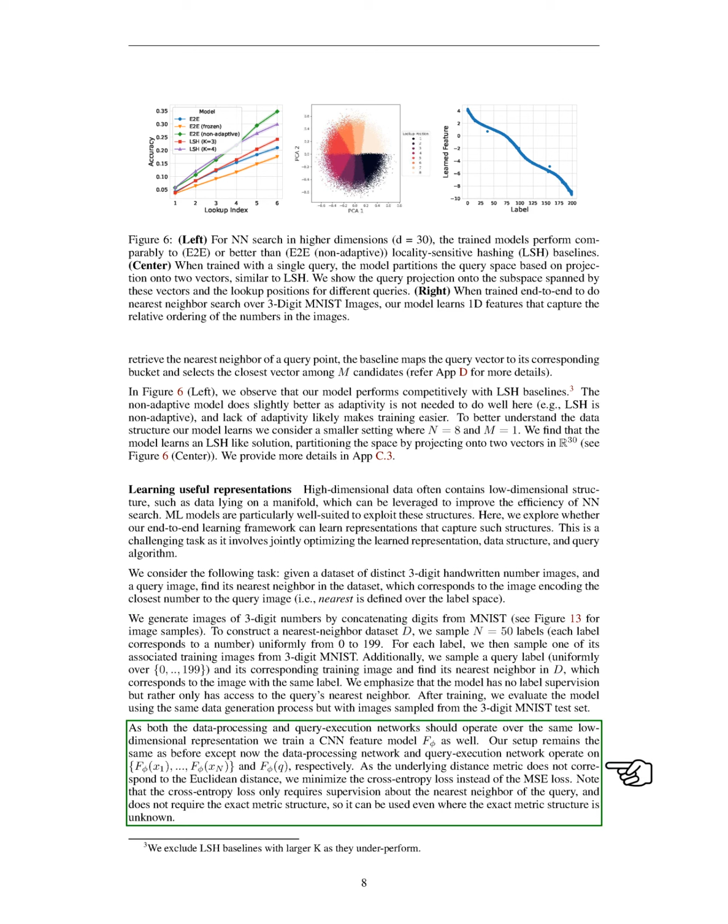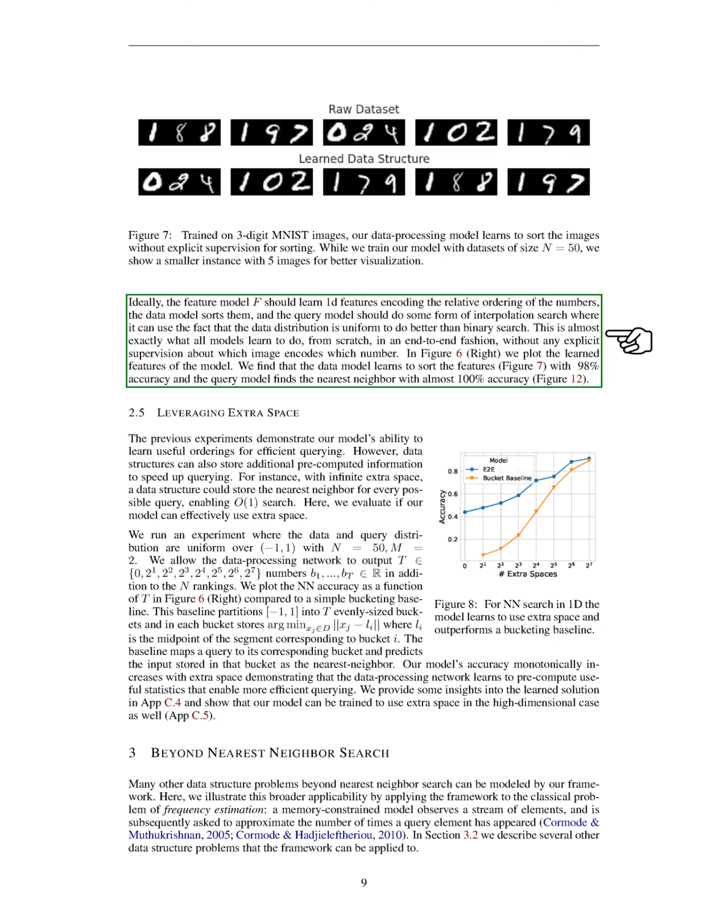Since the distance metric we use is not Euclidean, we minimize cross-entropy loss instead of mean squared error. This approach only requires knowledge of the nearest neighbor and does not depend on the exact metric structure, making it applicable even when that structure is unknown. Ideally, our feature model should learn one-dimensional features that reflect the relative ordering of the numbers, while the data model organizes them, and the query model performs a search that takes advantage of the uniform data distribution to improve efficiency.